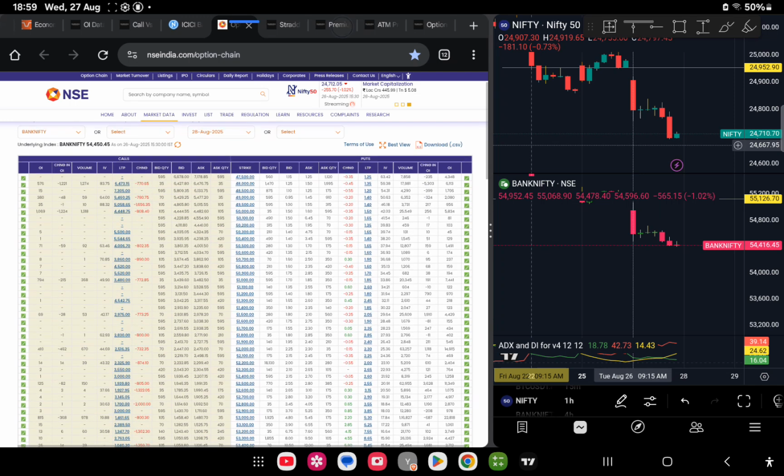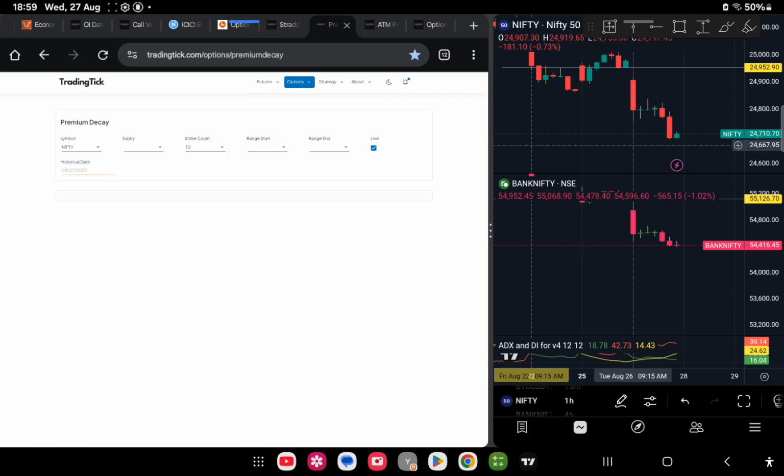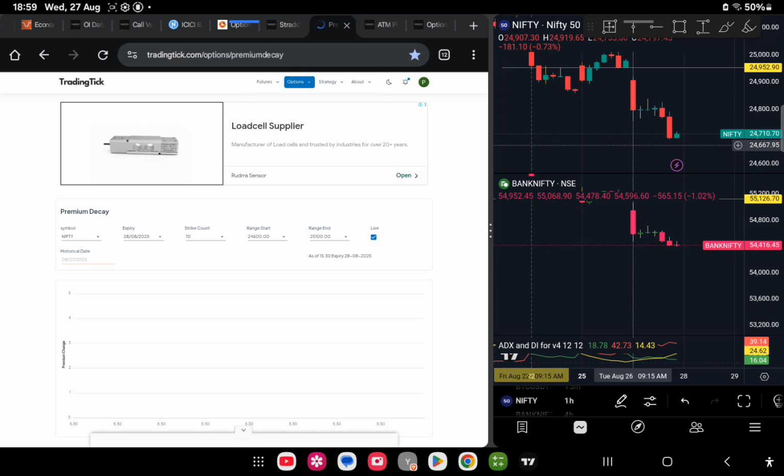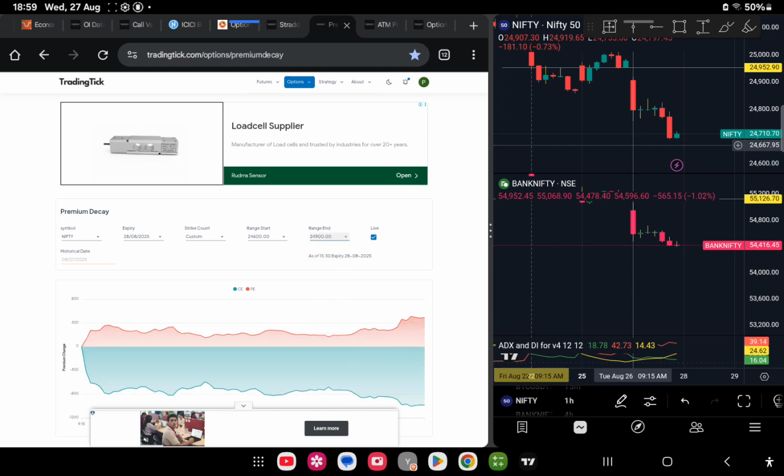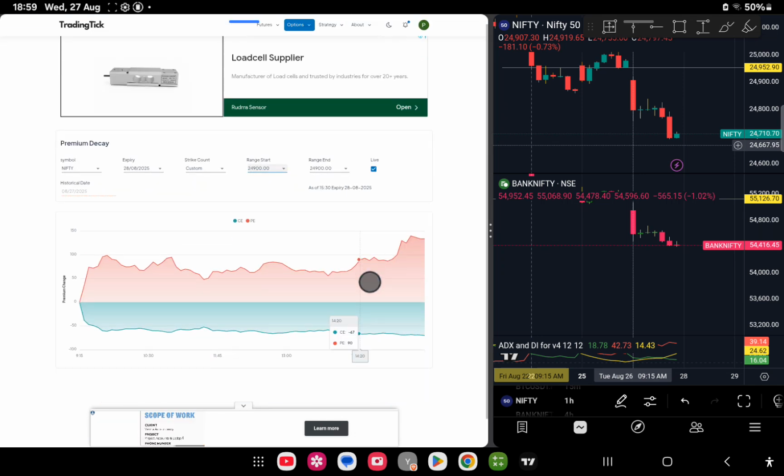Now we'll move on to the premiums. First we will check for 900. I have taken 850, I'll take 900, 24,900 on both sides. Then you could see from the very start at 9:30 itself, the buyers are having a very good hand. Then sellers try to match here at 11:30 with a small margin difference, but at the end the buyers were winning. Whenever SL hits, that's the quickest hit you can ever see.